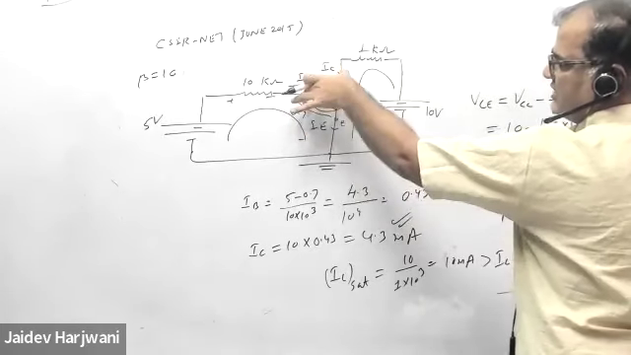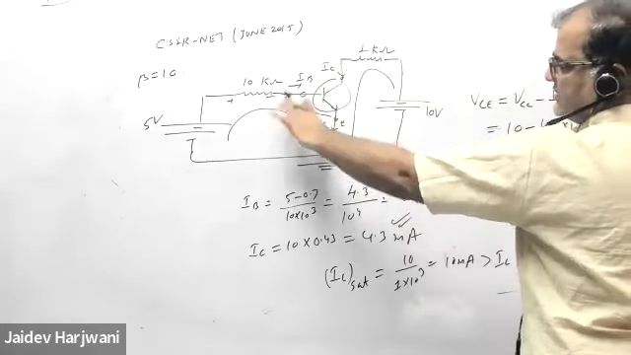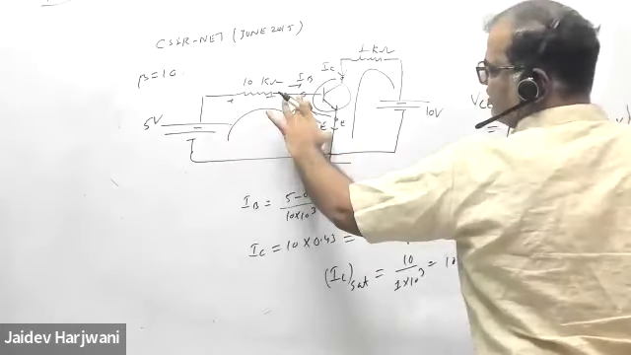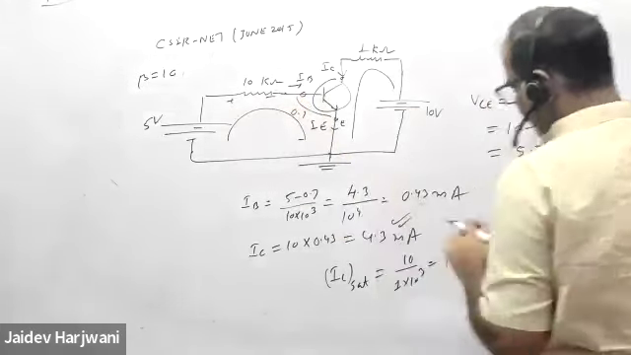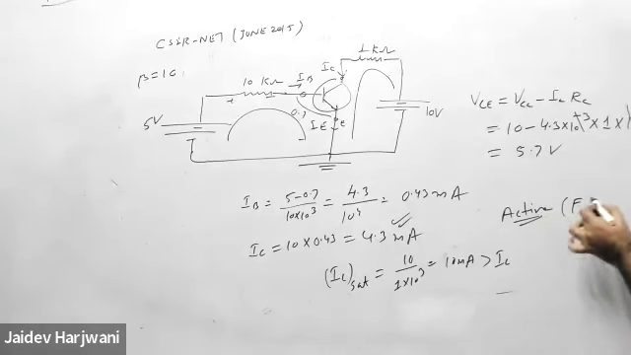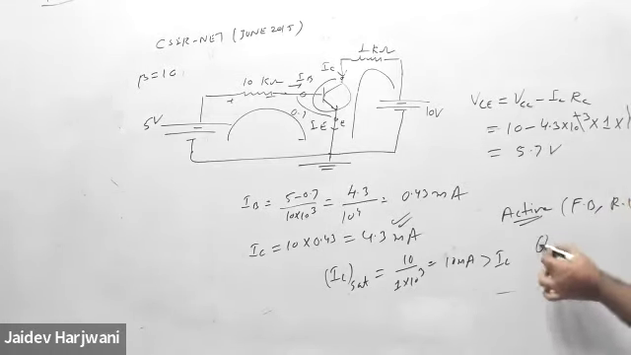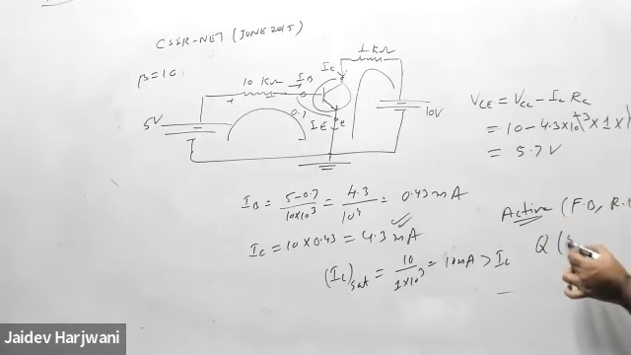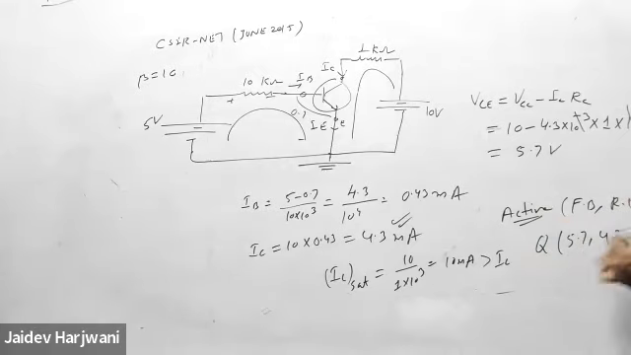0.7 is there, 5 is there. That means this is the reverse bias, and this is forward bias. Current is flowing. So this is active region. That is forward bias and reverse bias. So the operation region is active, and operating point Q is 5.7 and 4.3 milliampere. This is the operating point.